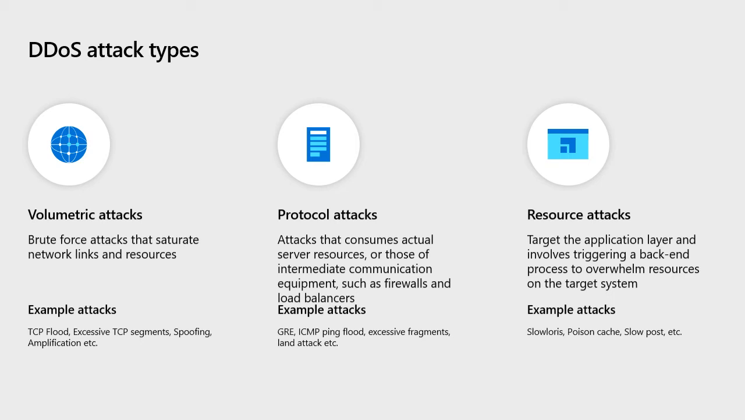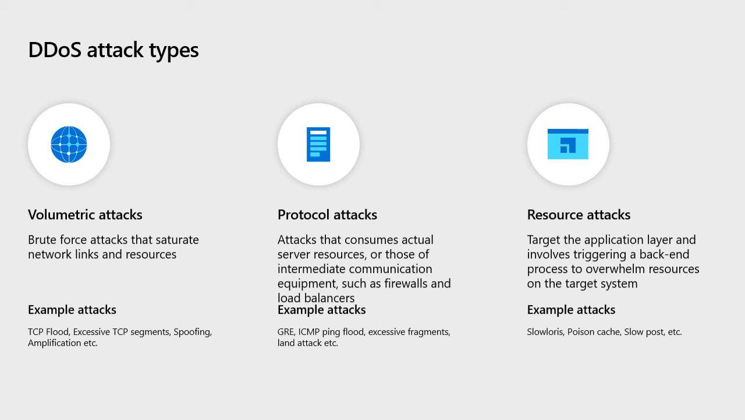The DDoS attack types include volumetric attacks, which are brute force attacks that saturate network links. There are also protocol attacks, what I like to call low and slow attacks, and these are attacks that consume actual server resources. This is an example wherein the network may not have been fully saturated, but it is actually targeting a specific server or a specific virtual machine within your infrastructure. This would include ICMP ping flood protocols, excessive fragments, land attacks, etc.